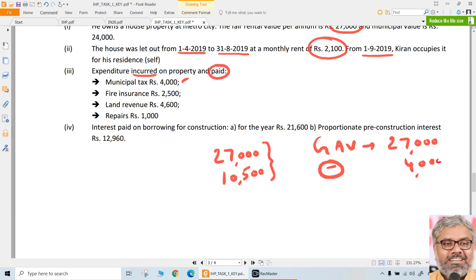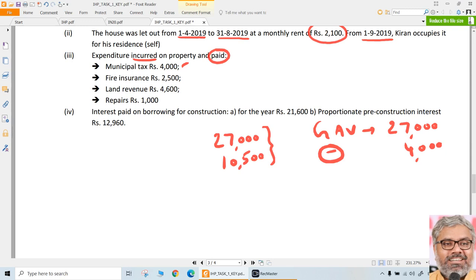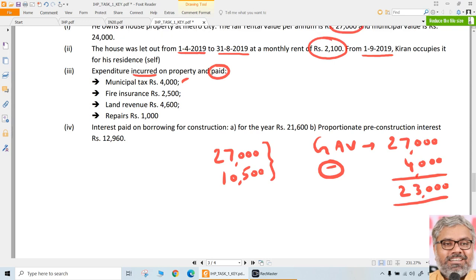Don't do proportionate things for time-based self-occupation. That is only for space-based self-occupation. This is where people mess things up. 27,000 minus 4,000, 23,000. This is not different from any let-out property. It is the same as a let-out property. So don't even think about self-occupation. That is actually an unnecessary fact. It is a let-out property.